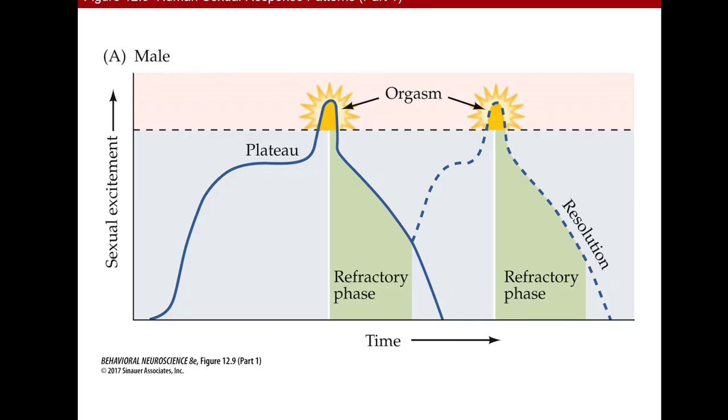Okay, so here we have a pretty simplistic generalization, but this is what we tend to see with males. You have an increase in sexual excitement here, and then at some point there's a plateau, so we stay at about the same level, and then there is an increase in sexual excitement that leads to orgasm, and then afterwards you have this refractory phase. During the refractory phase, it would not be physically possible for an individual to engage in sexual intercourse again until after that refractory phase has ended. After the refractory phase ends, it's possible that the cycle could start over again.